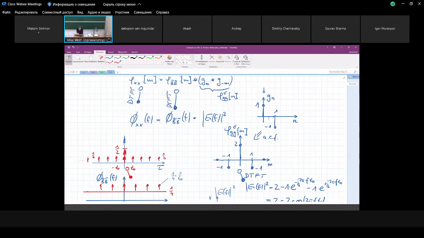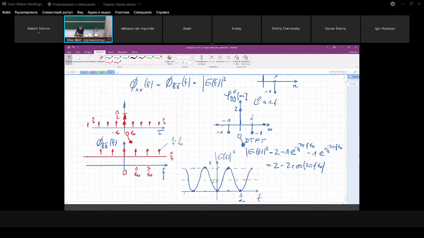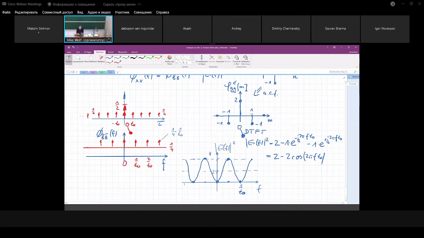You may have heard about the Mach-Zehnder interferometer. But this is side information. So thank you. I hope you understand this.